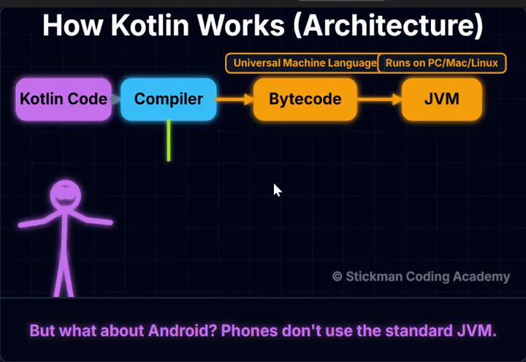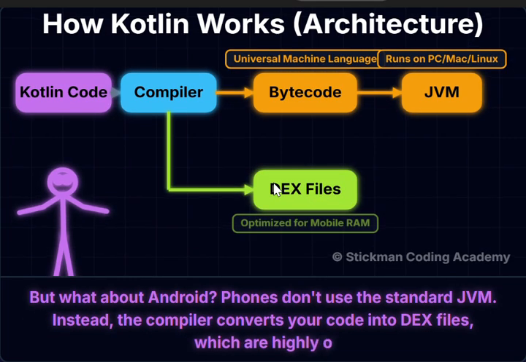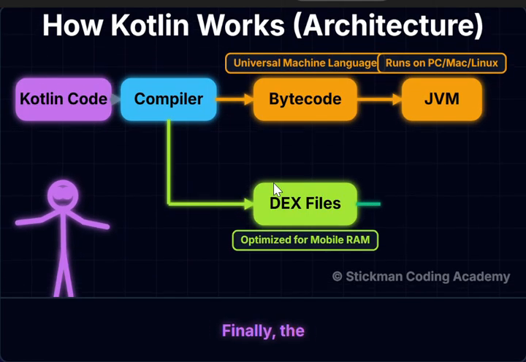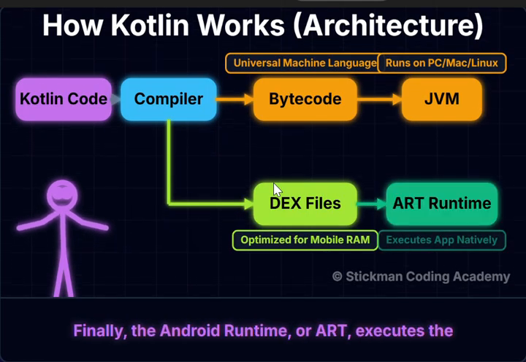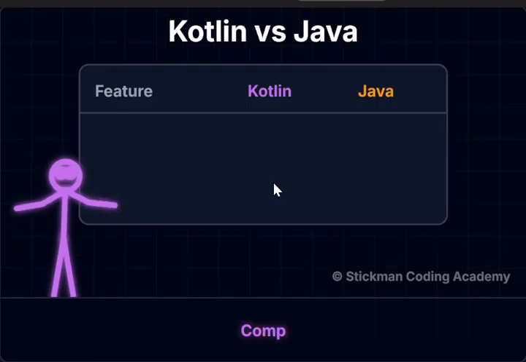But what about Android? Phones don't use the standard JVM. Instead, the compiler converts your code into DEX files, which are highly optimized for mobile batteries and memory. Finally, the Android Runtime, or ART, executes these DEX files to run your app buttery smooth on the phone.